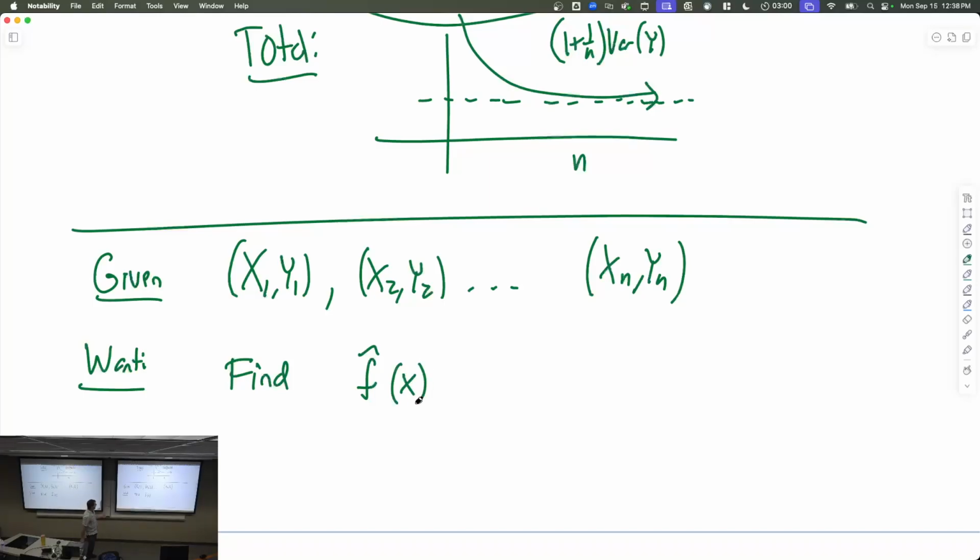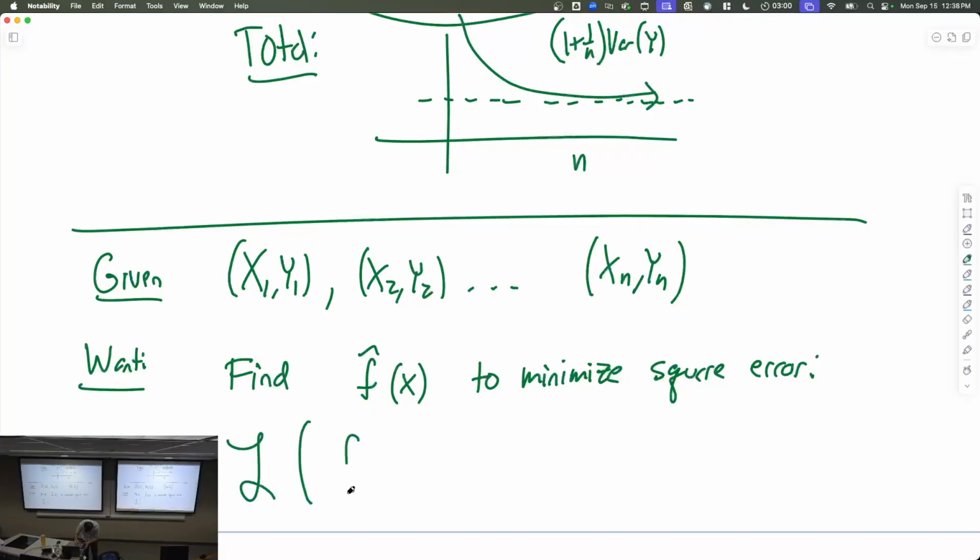And we would like f hat of x to be really close to y. How do we measure how close we are? We use the square error again, to minimize square error. So what is our loss?